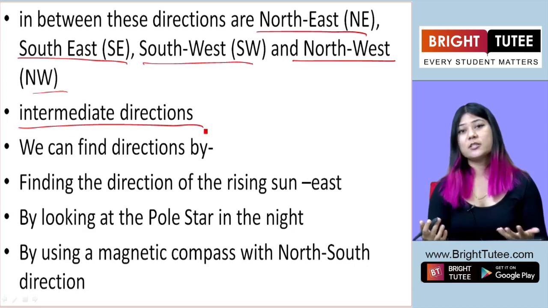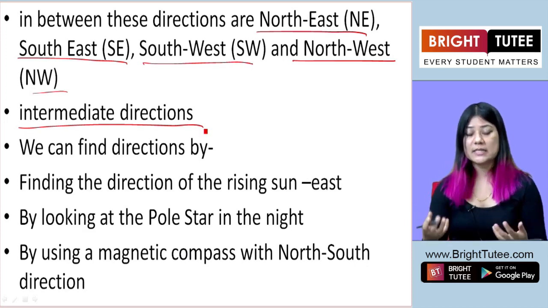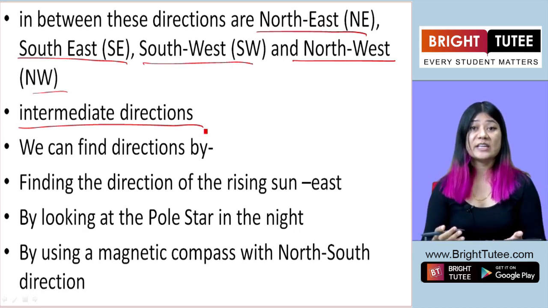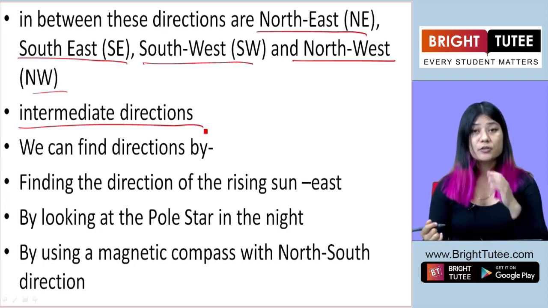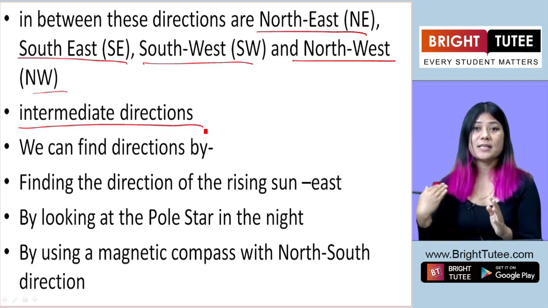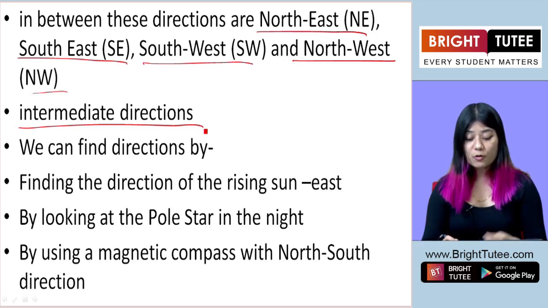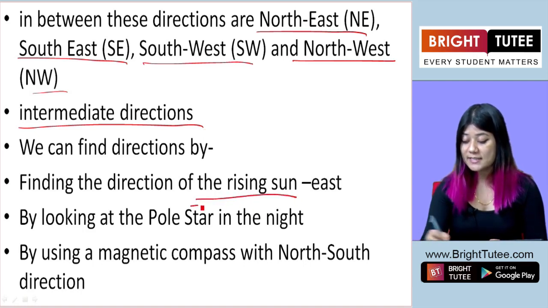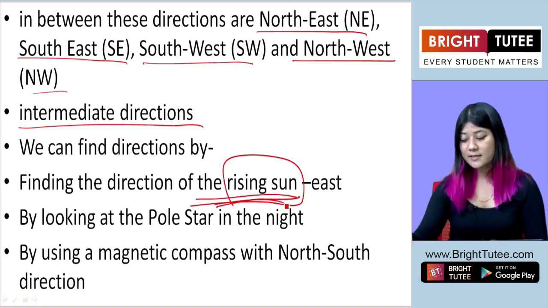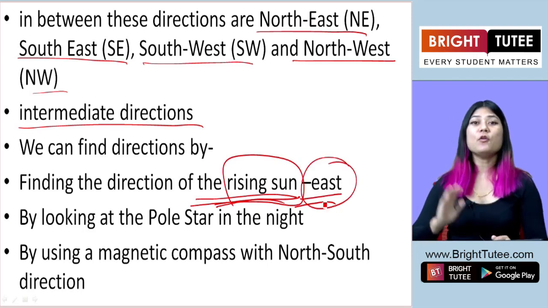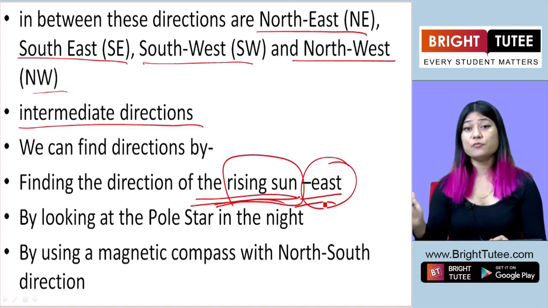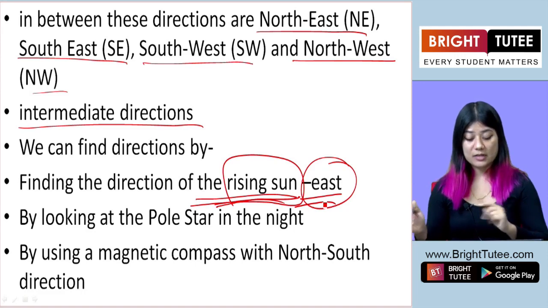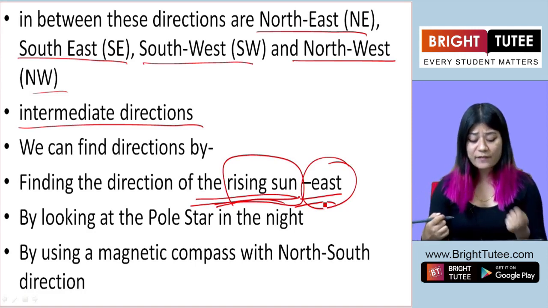Now we can find directions by using simple tools. Finding the direction is very important in order to know where you're located, where a certain thing is located, right? So if you know where the north is, then you know where the south is, or east and west, right? The easiest way to find a direction is to find the direction of the rising sun, because the sun always rises in the east. If you know the direction from where the sun rises, then you know on your left is the west, and then north and then south, right? So that helps in finding the direction.